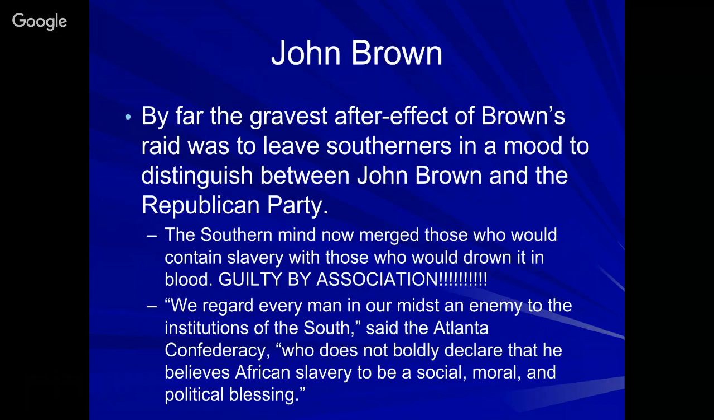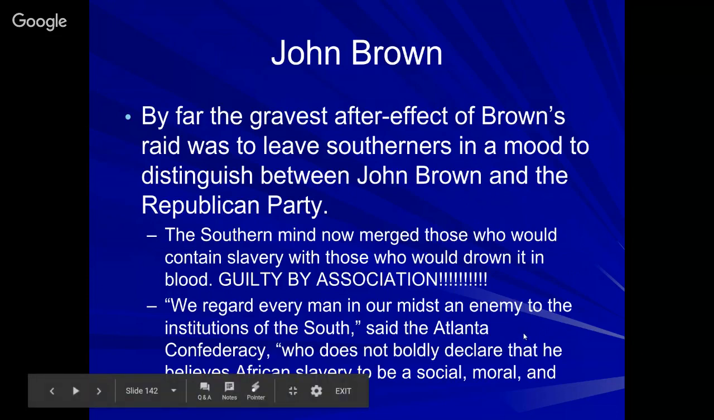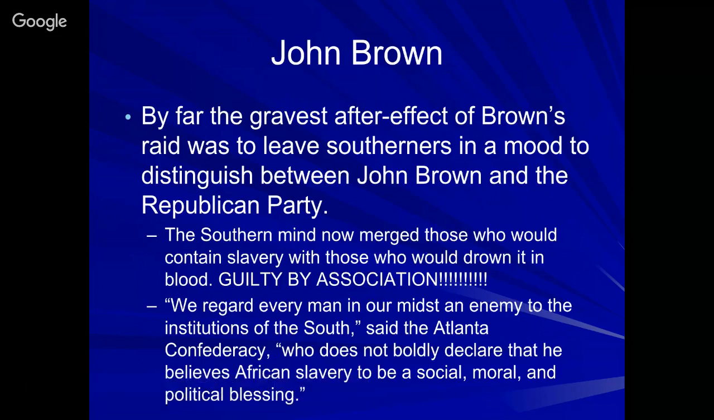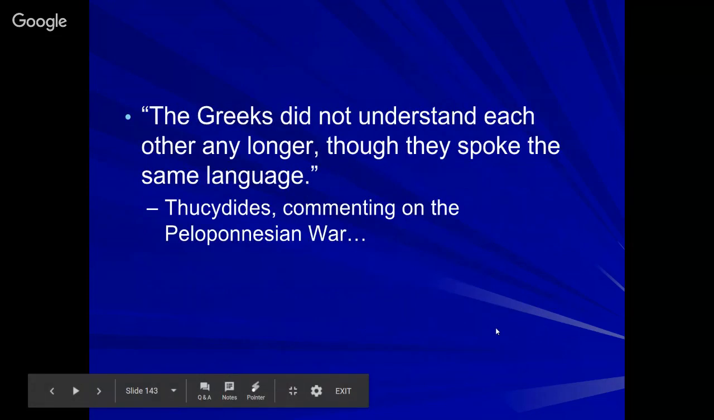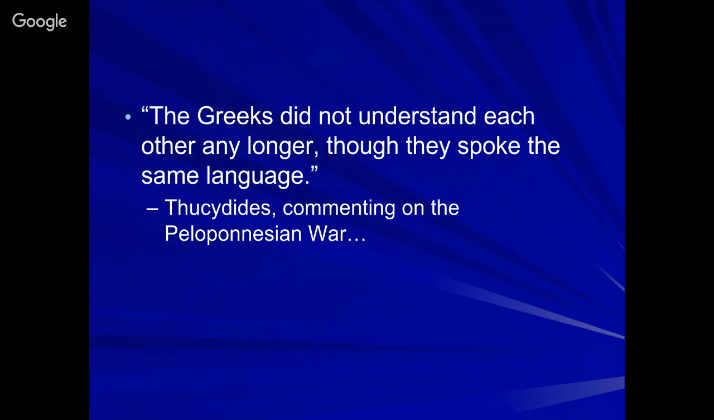And the fact that many Republicans, rather than condemn John Brown's actions, actually will acknowledge him as a heroic figure. As Thucydides, a prominent Greek historian, said in commenting on the Peloponnesian War, the Greeks did not understand each other any longer, though they spoke the same language.